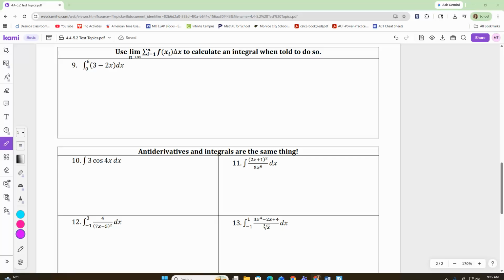Using a limit to calculate an integral. So we learned the shortcut, but we didn't have it at first. So make sure you can use the long way to do this. You have to find your change in x: 6 minus 0 over n, so 6 over n. Your x sub i is your starting plus change in x times i, so 6i over n.